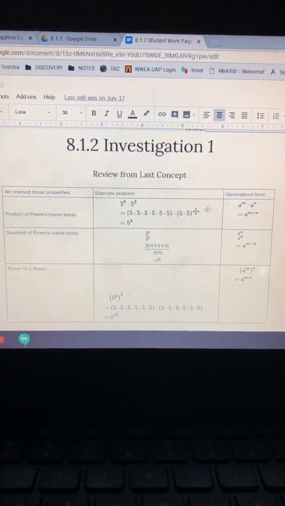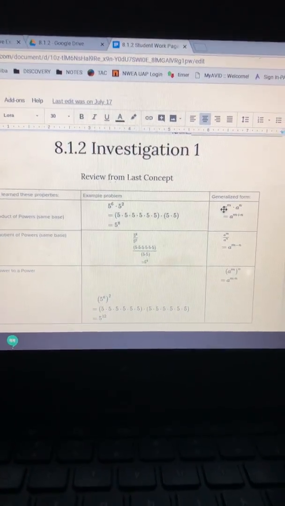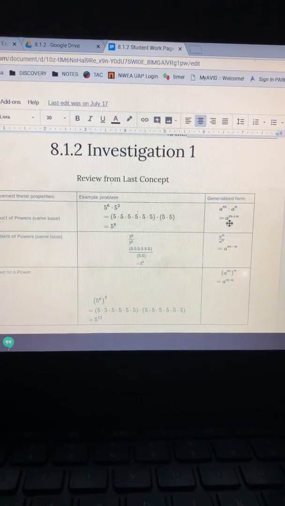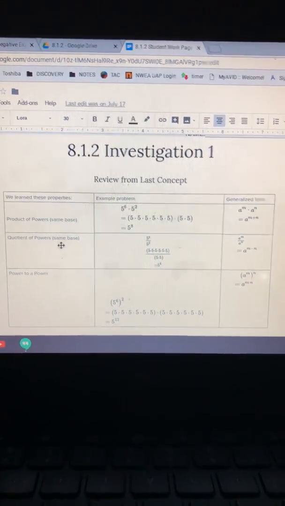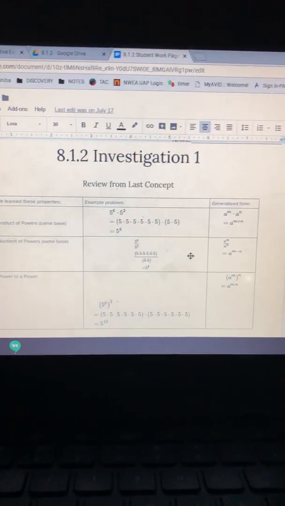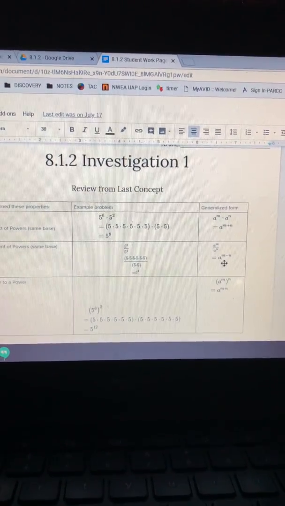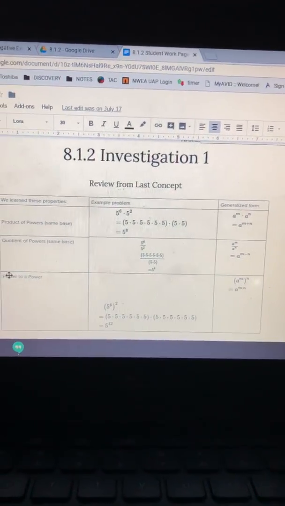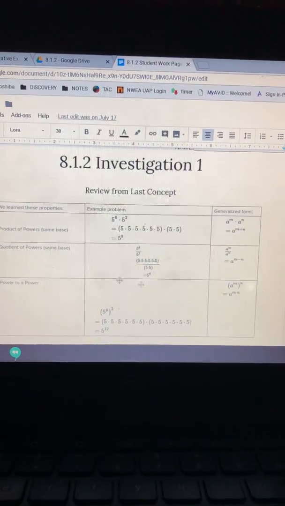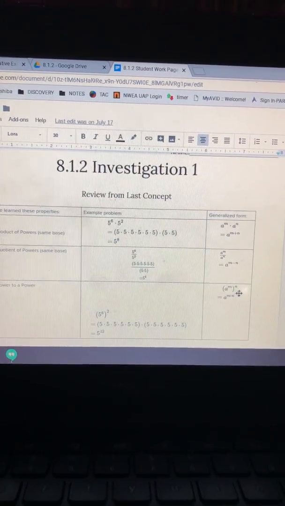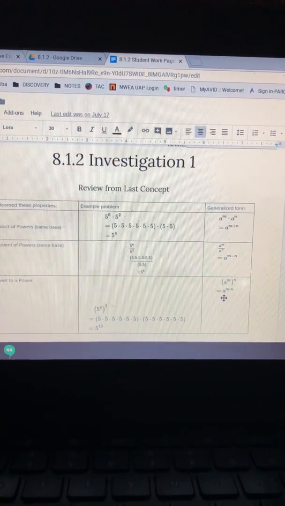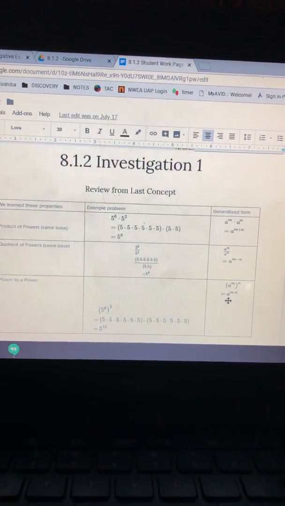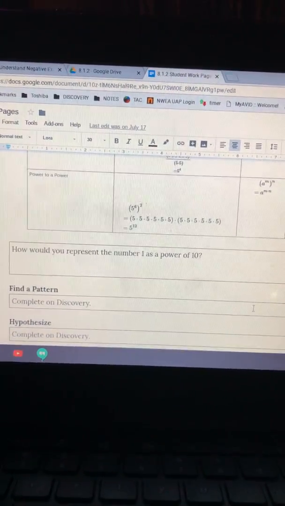Product of powers is when you multiply, but in your mind you're actually adding. Quotient of powers means you're dividing, but in your mind you're actually subtracting. And then power of a power is when you have 2 exponents with 1 base. And that's when you multiply in your mind.